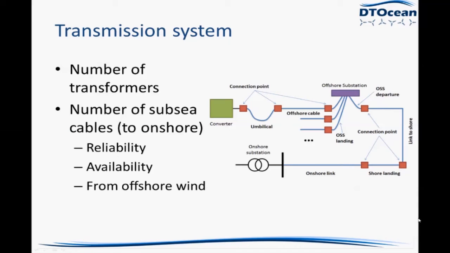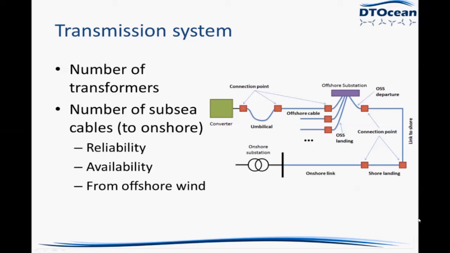Then there is the number of transformers and the number of subsea cables. The question there is more about reliability. What happens if a transformer in the substation fails? Do we just switch the whole farm off, or will we still have some capacity to transfer at least some of the power back to the shore? So it's more a question of reliability.